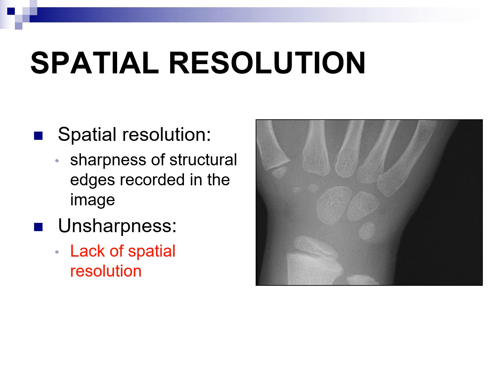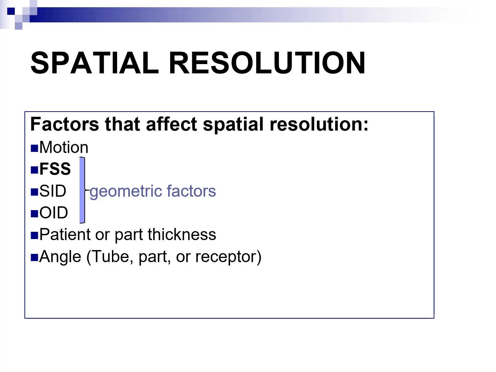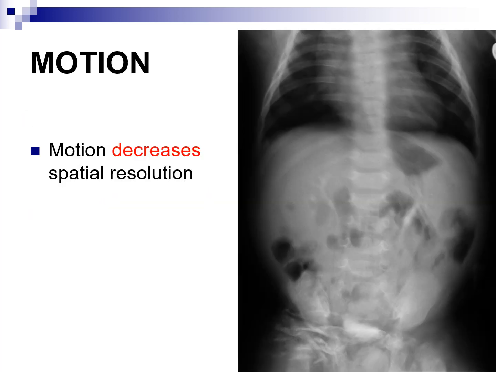Spatial resolution. This is the sharpness of structural edges recorded in the image. And sharpness is defined as the lack of spatial resolution. So we're looking at the fine details at the edges of the image. The factors that affect spatial resolution include motion. Then there's three geometric factors, which include focal spot size, SID, and OID. There's also patient or part thickness, and then the angle of the tube, part, or receptor. Motion decreases spatial resolution. The reason why is because the image is blurry.